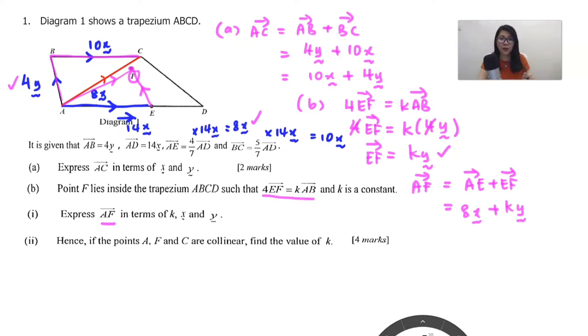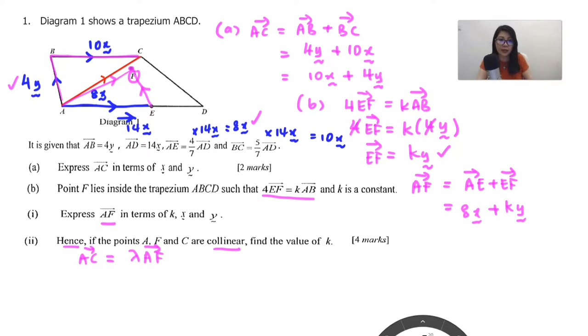Now we can solve B2. Hence, if the points A, F, and C are collinear, find the value of k. What's the meaning of collinear? Collinear means the three points, A, F, and C, lie on the same line. So we're going to use lambda. How to solve this? I'm going to start off with AC equals lambda AF.